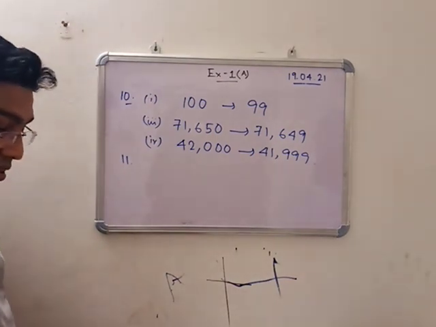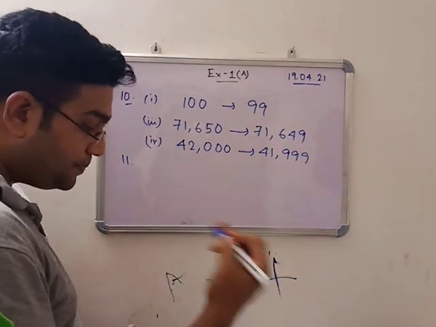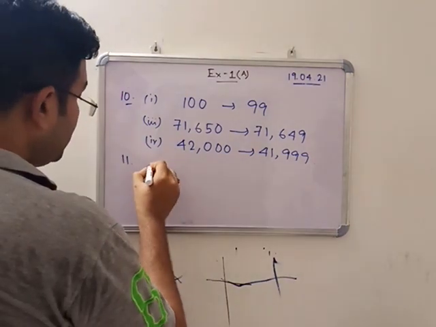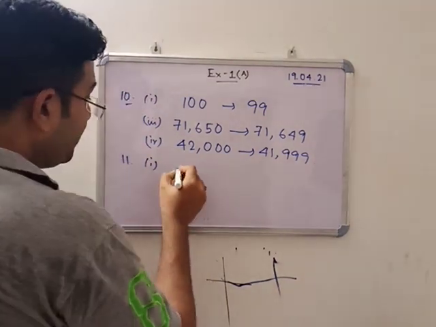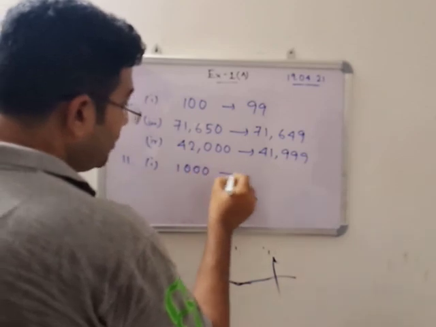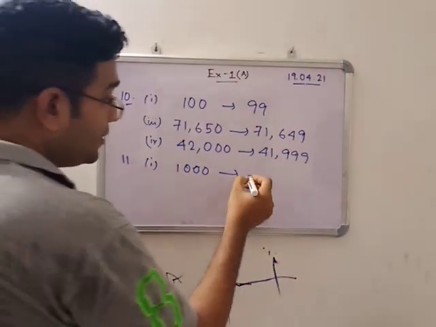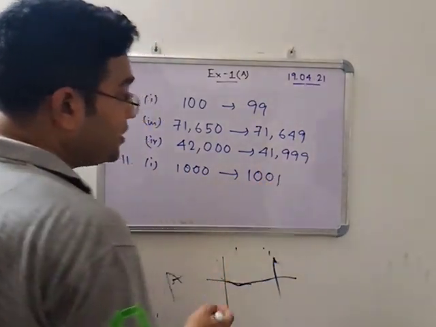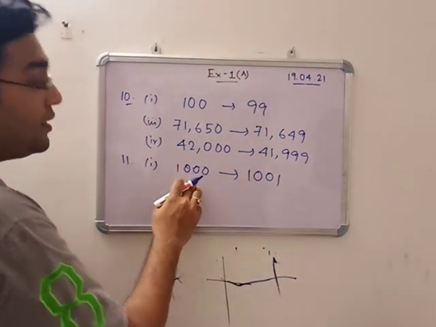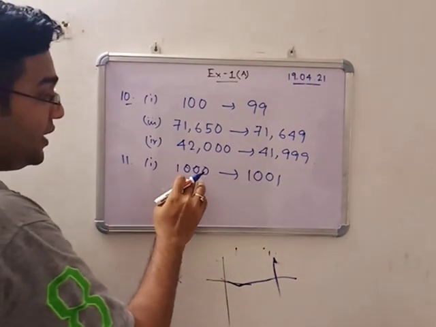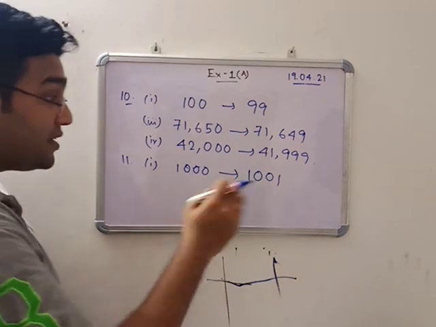Next, number 11. Write the whole number whose predecessor is given. You have to find the number. So in number 1, that is given 1,000. 1,000 is whose predecessor? 1,001's predecessor. That means the number after this number. So 1,000, then 1,001. Whose predecessor is 1,000.